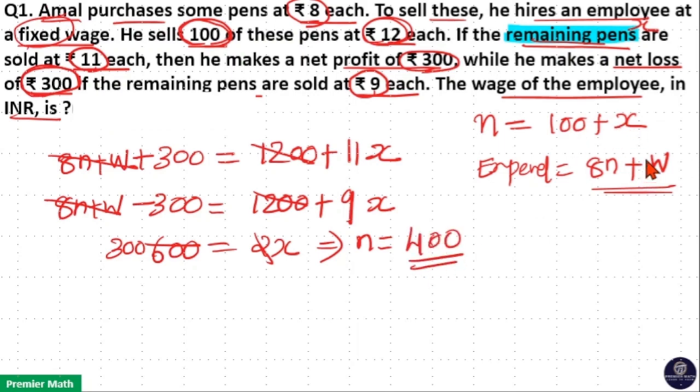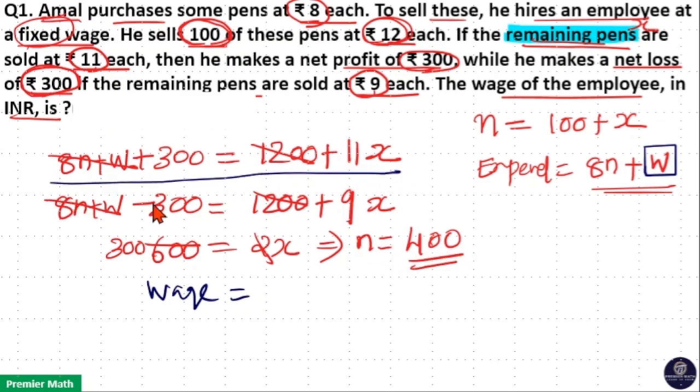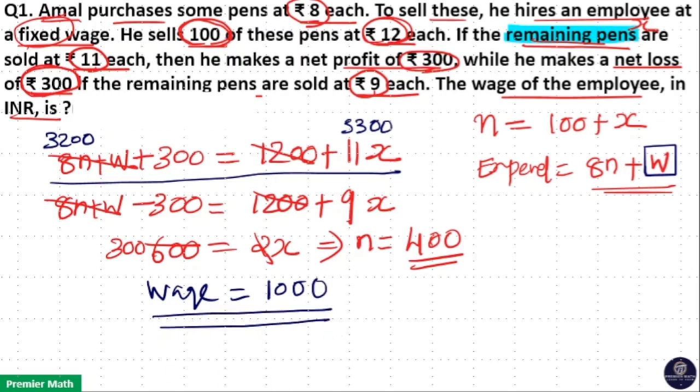Here we need to find out the wage of the employee. So wage is equal to, apply n equal to 400 in the first equation. Here 8n means 8 into 400, that is 3200. Now 11x means 11 into 300, that is 3300. Now 3300 minus 3200 is 100. 1200 plus 100 is 1300. 1300 minus 300 is equal to 1000. So wage of the employee is equal to 1000 rupees. So your answer is 1000 rupees.